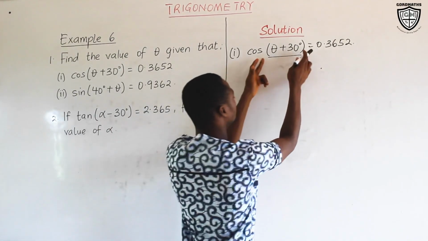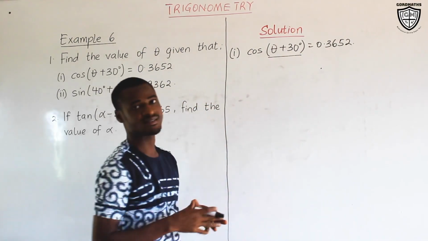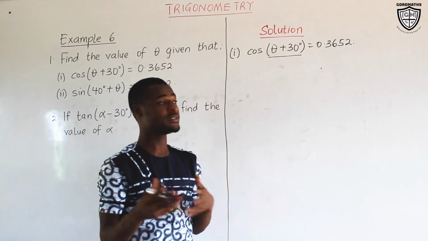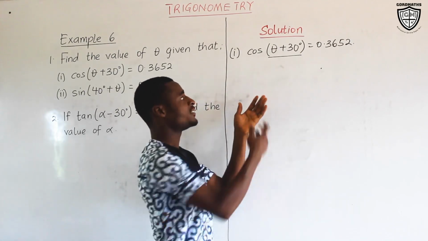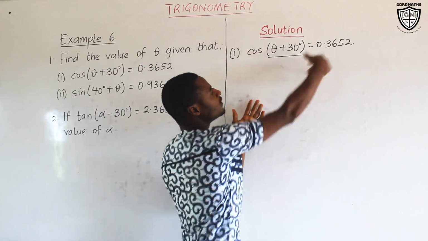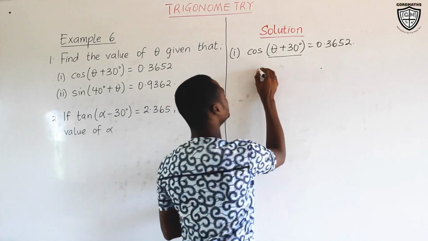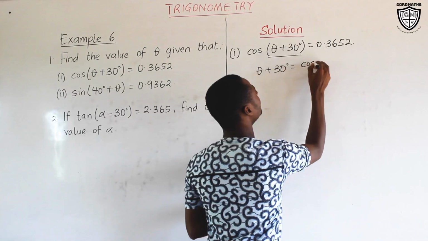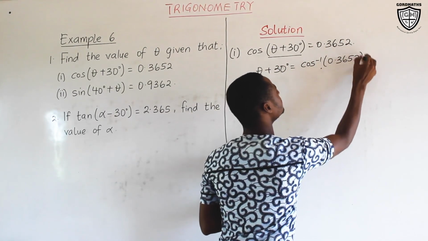So theta plus 30 degrees of all this is equal to 0.3652. And in eliminating cos, we said that if we have cos theta and want to find the angle theta, we take the cos inverse of what we have at the other side of the equation. So theta plus 30 degrees will be equal to the cos inverse of 0.3652.